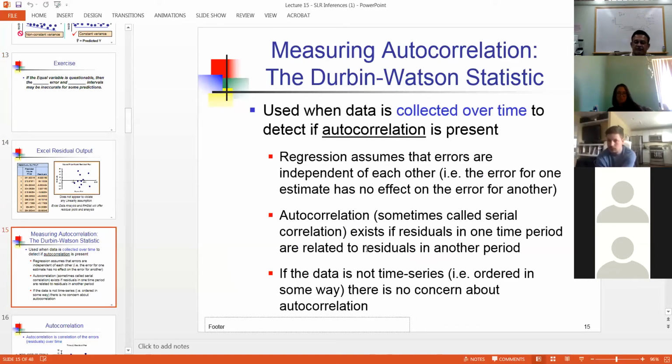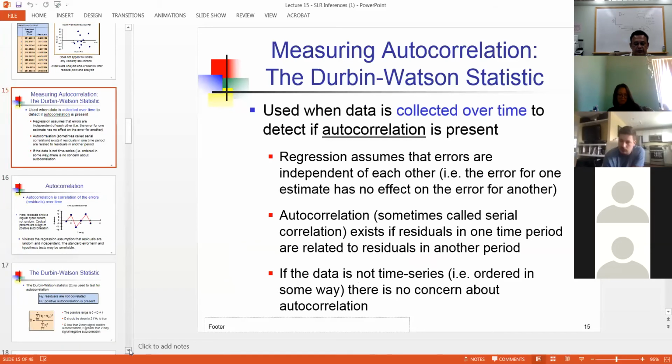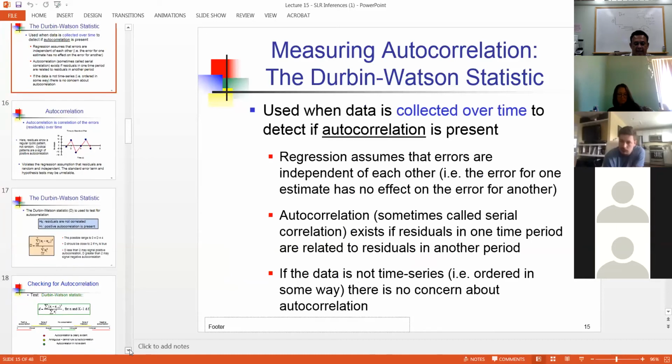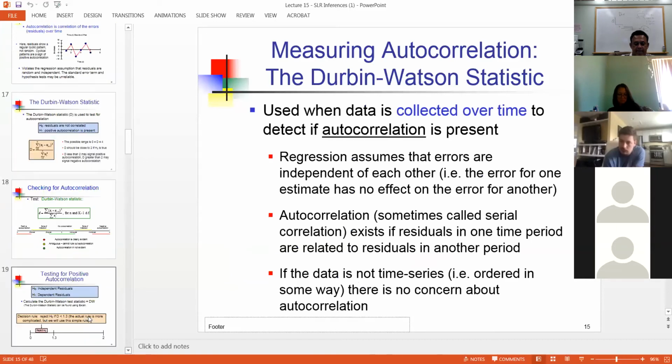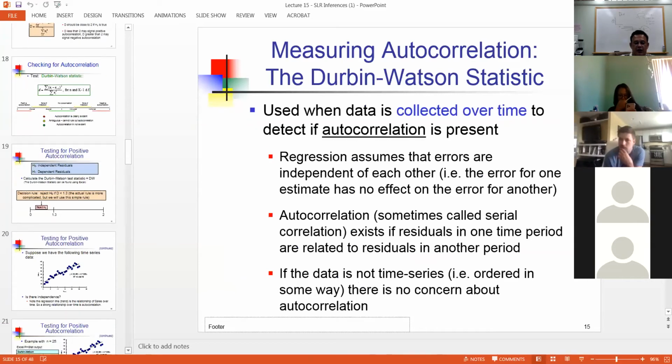It's okay. So measuring autocorrelation, we can do that with the Durbin-Watson, right? Autocorrelation. So serial correlation or patterns in the data. Okay. So I think we beat this one up enough.